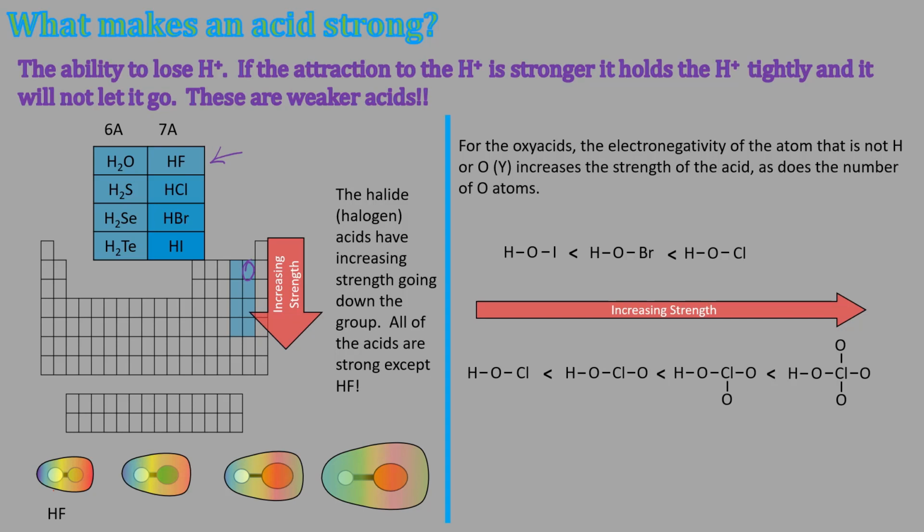And it's really, really small. And so hydrogen and fluorine can get really, really close together. And so hydrogen doesn't leave very easily. So that's why hydrofluoric acid is weak when all the other acids from this group are strong acids.